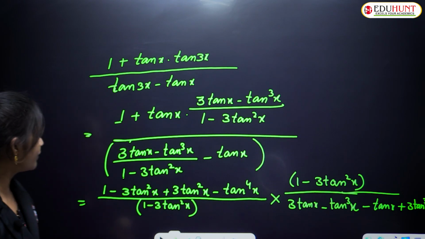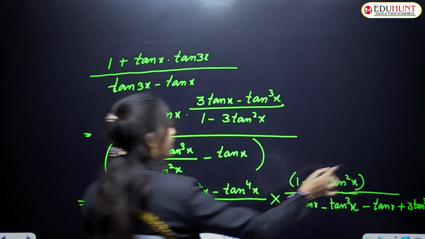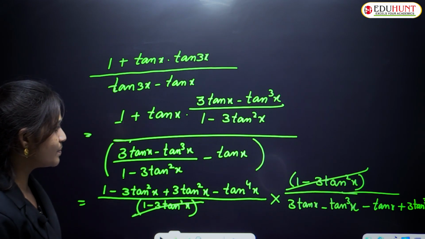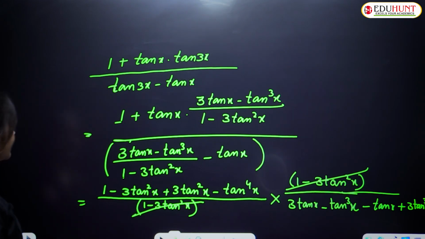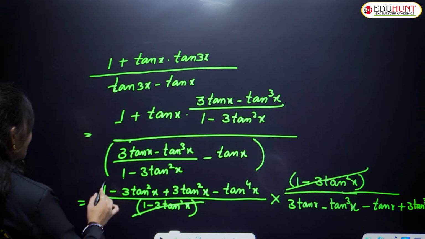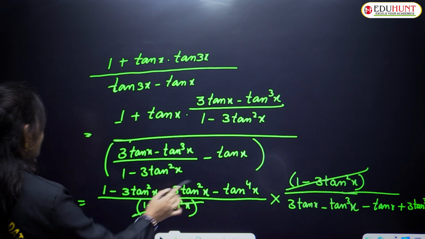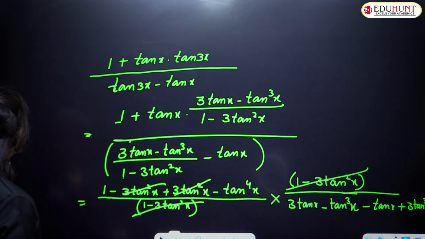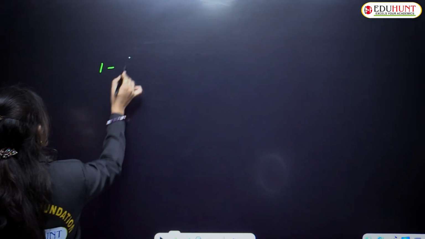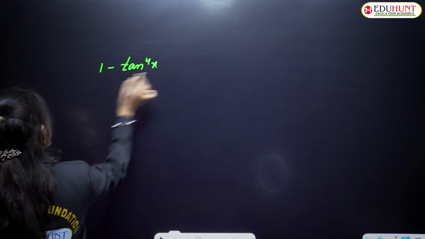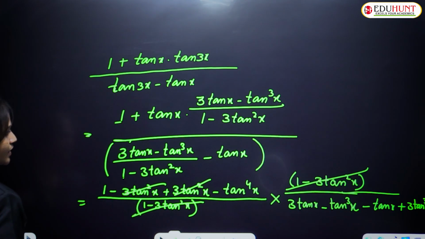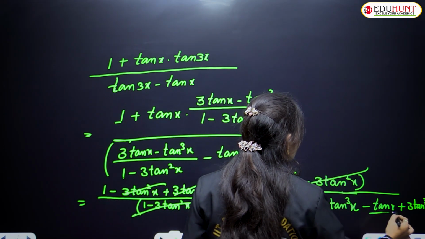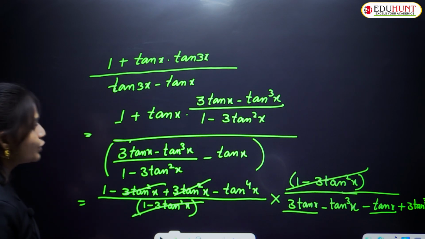Okay, now here simplification. So 1 minus 3 tan square x, 1 minus 3 tan square x gets cancelled. And is there any other cancellation possible? Yes, not possible, see here. So after that, here 1 minus 3 tan square x plus 3 tan square x, yes, these two terms get cancelled. So 1 minus tan power 4x whole by the denominator 3 tan x minus tan x. So here 3 tan x minus tan x is equal to 2 tan x.